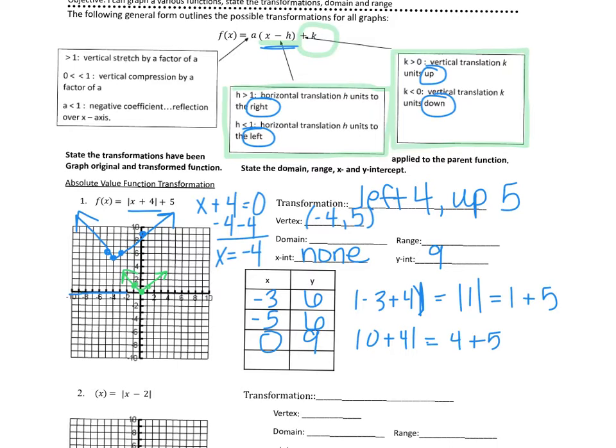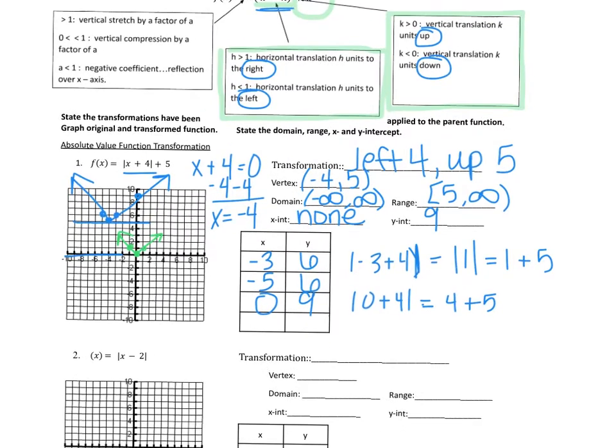Okay, then if I'm going to go to my domain, for an absolute value it is always negative infinity to positive infinity. But my range is my y value. My y value appears at 5. So it's bracket 5, infinity. And you have just transformed your first absolute value function. All right, let's do the next one.